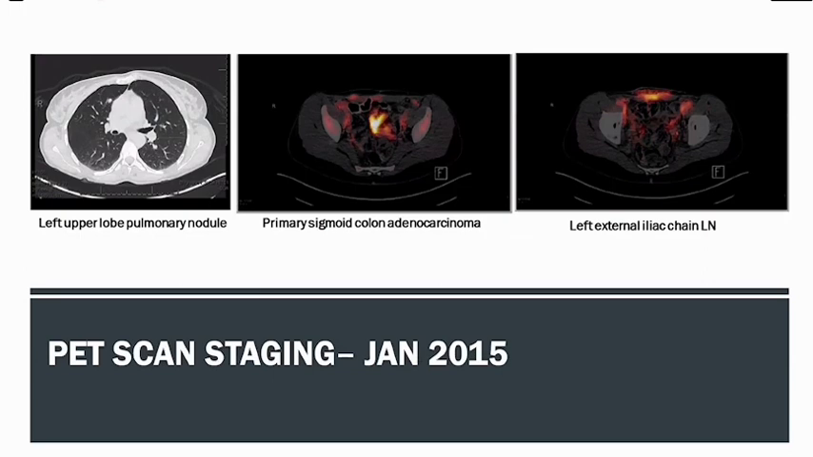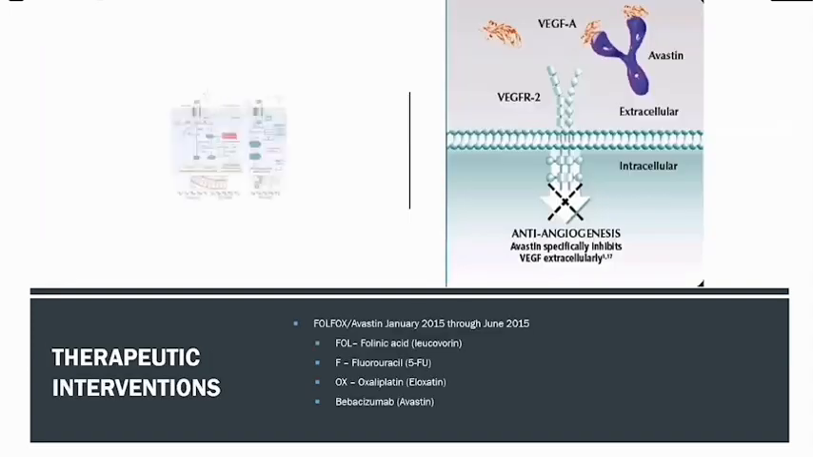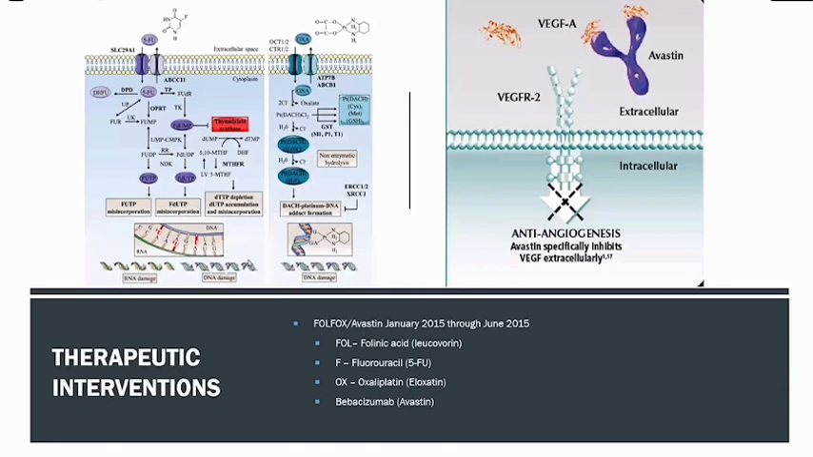So this was January 2015, and PET scan showed a left pulmonary upper lobe nodule, primary sigmoid colon adenocarcinoma, and left external iliac chain lymph nodes with hypermetabolic signals. At that time, the patient underwent FOLFOX and Avastin therapy from January 2015 through June 2015.